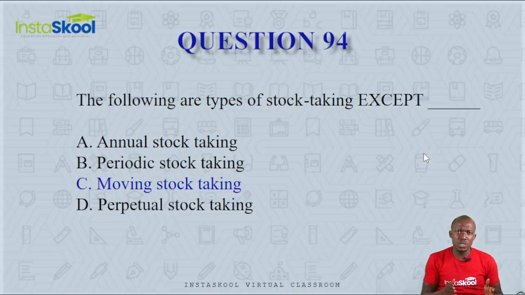It could be every week, every month, or every quarter, at a fixed periodic interval. Then we have perpetual stock taking. This takes place at random times. Unlike periodic stock taking, which has fixed times, perpetual stock taking takes place randomly over the life of the business. There is no type of stock taking called moving stock taking. So that is the odd option out. Option C, moving stock taking.